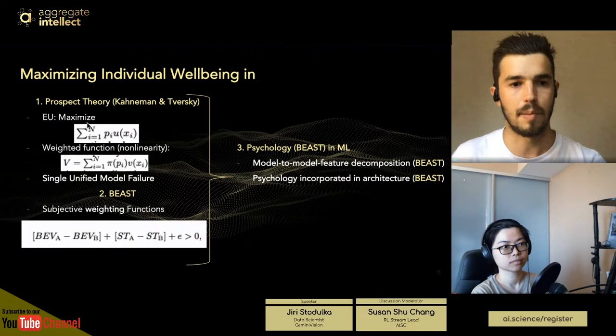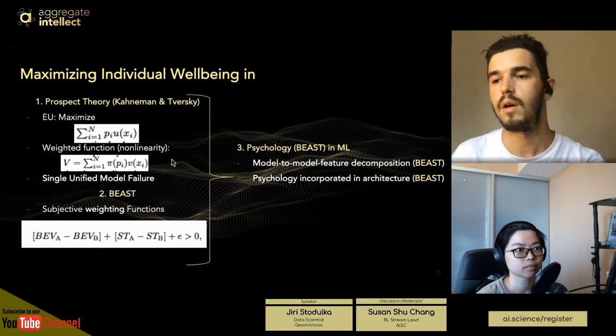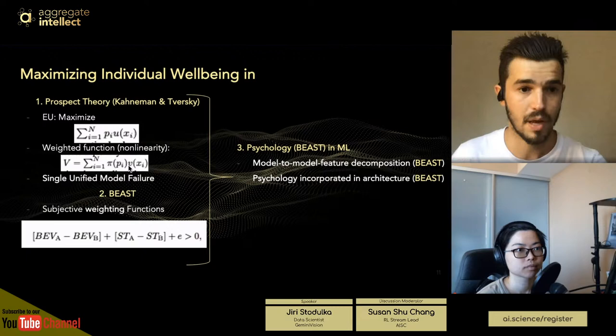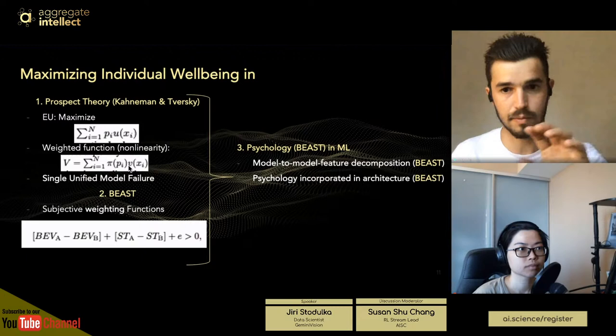Specifically here, the pi function is a weighting function that transforms the probabilities, while this V function is a subjective assessment that can be influenced by other factors, such as whether the outcome is perceived as a gain or a loss. However, there was still something missing: any single unified model was not found. That's why BEAST came in handy. Again, I will introduce you to BEAST in the very next slide.